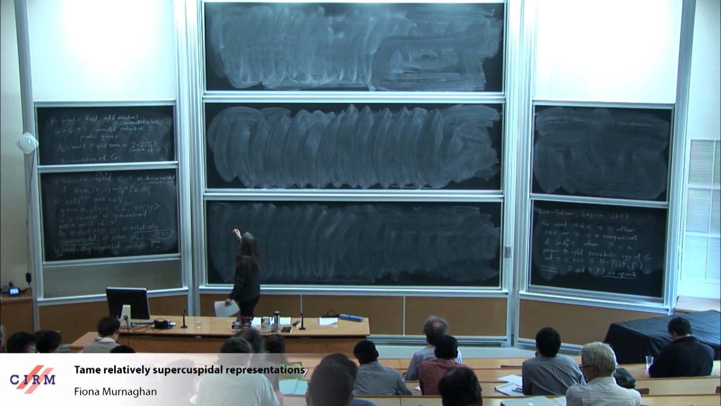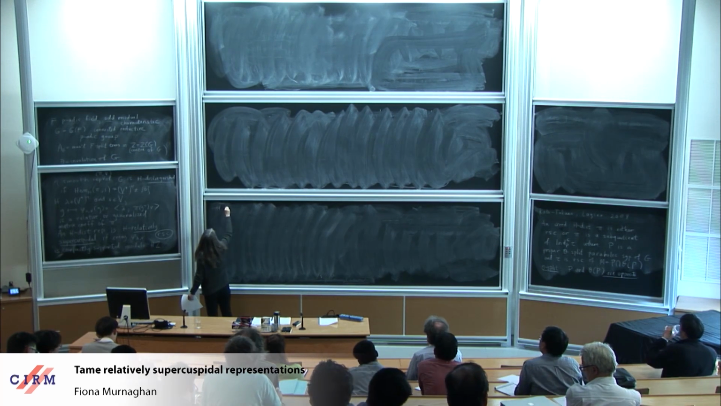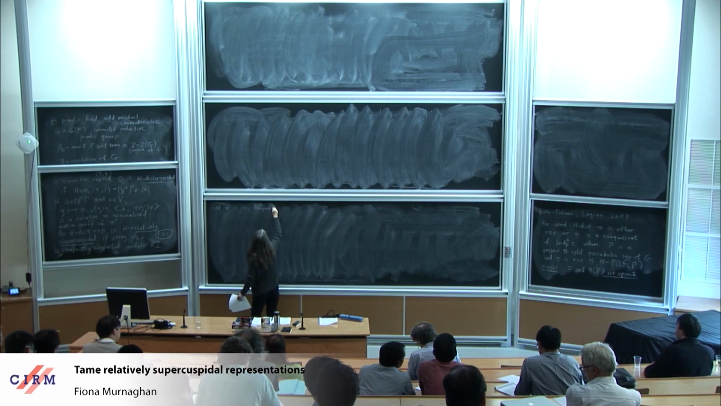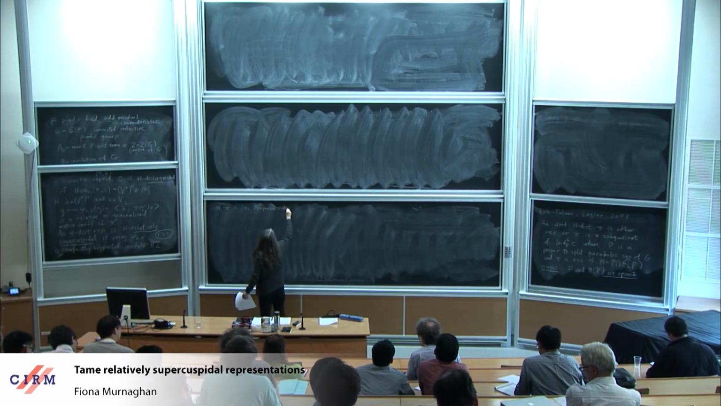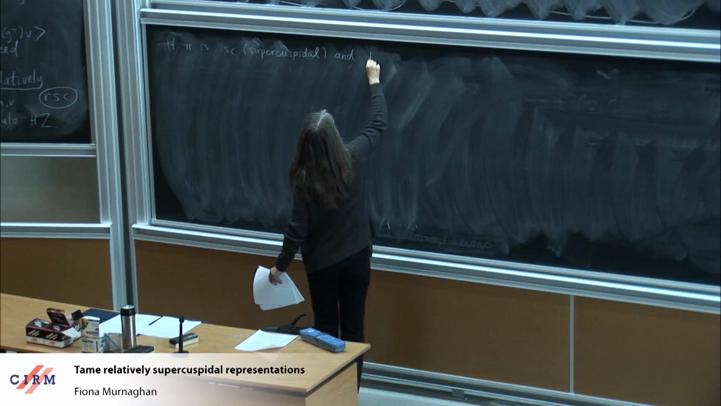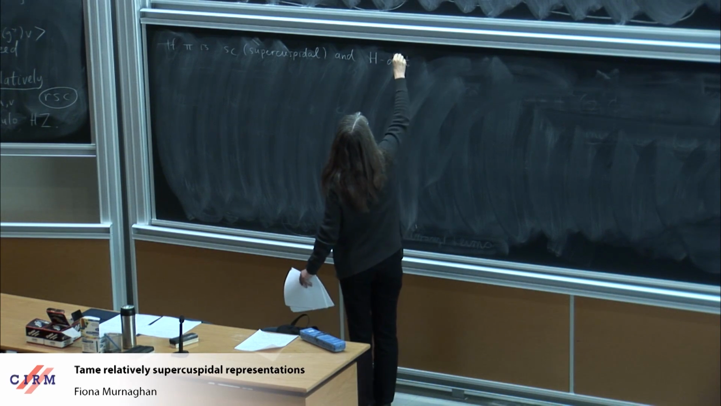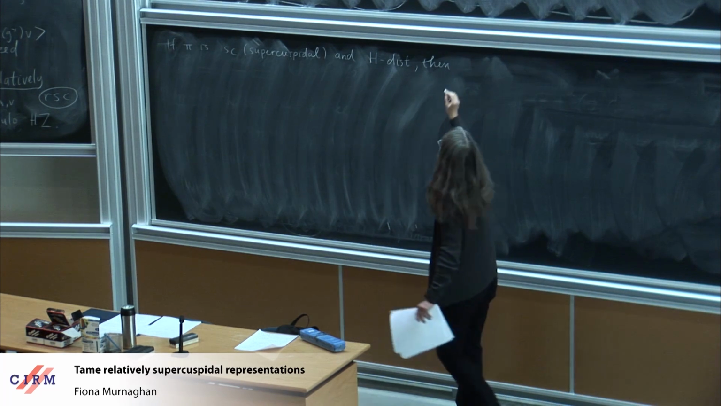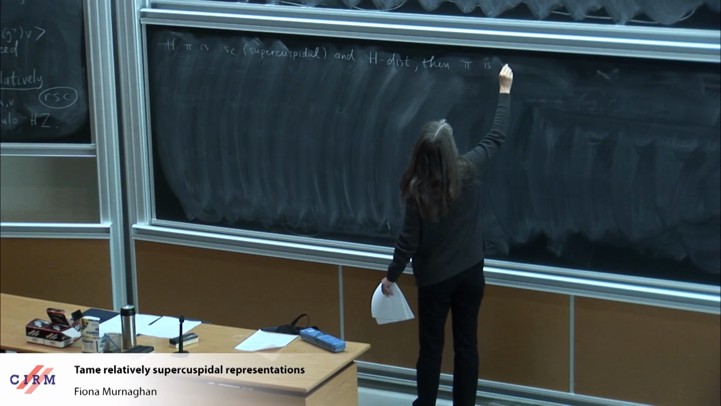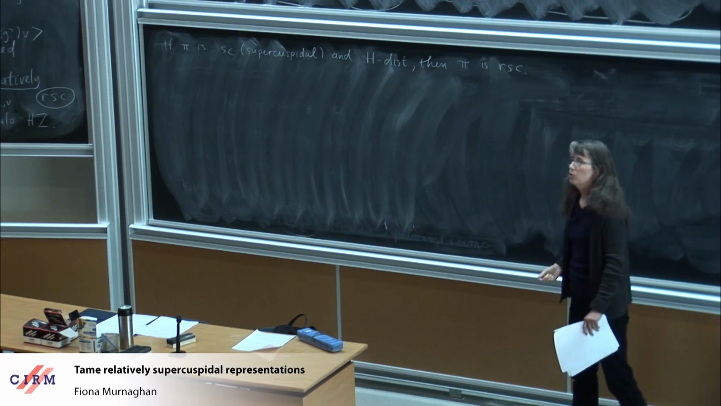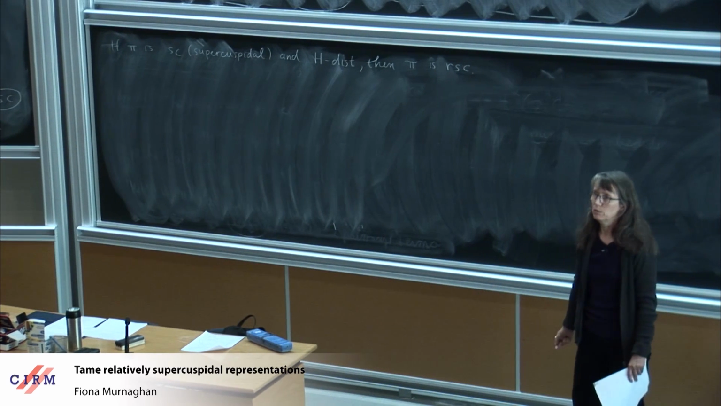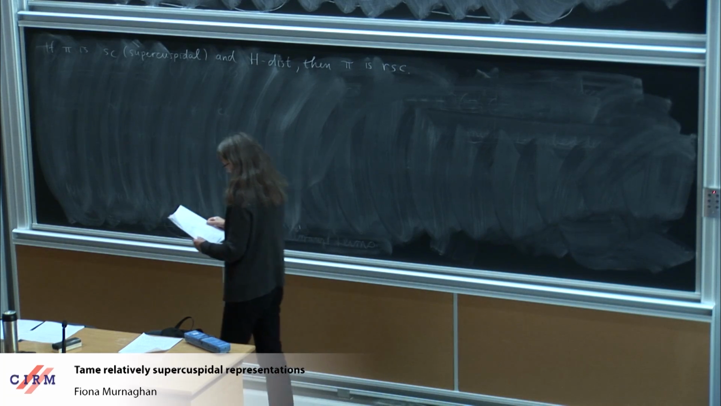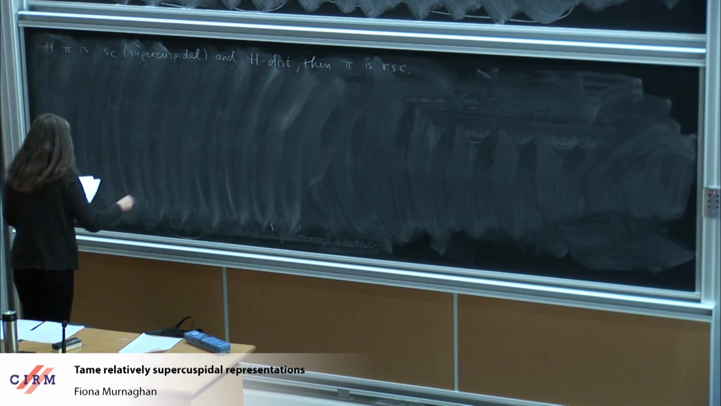Okay, so one fact that's already known, if pi is supercuspidal and distinguished, then it's already relatively supercuspidal. So one approach to constructing relative supercuspidals is to simply go and look for distinguished supercuspidals. And this is also due to the people over there.